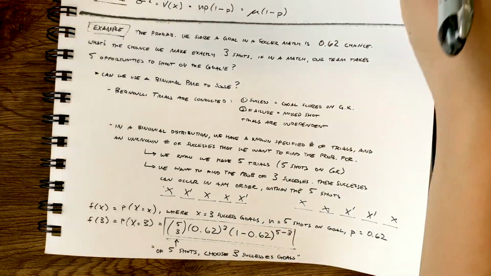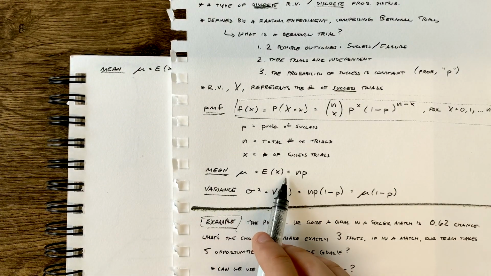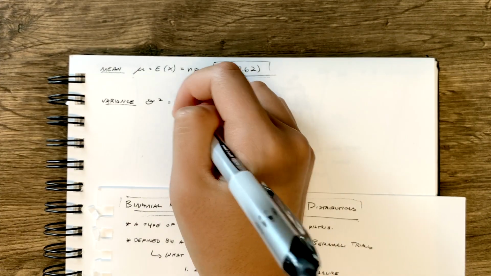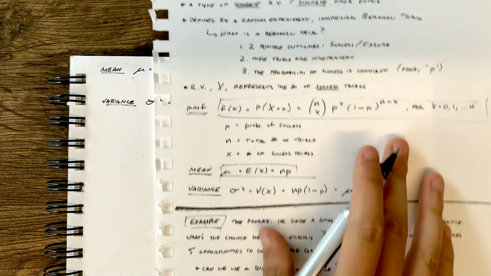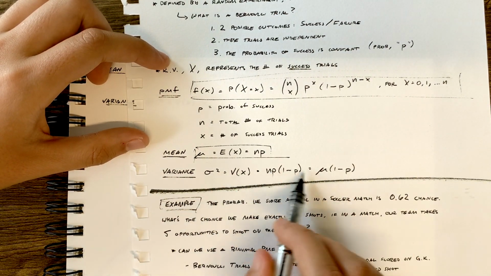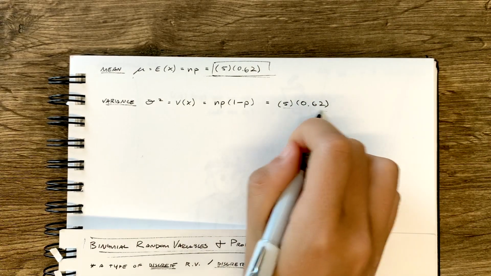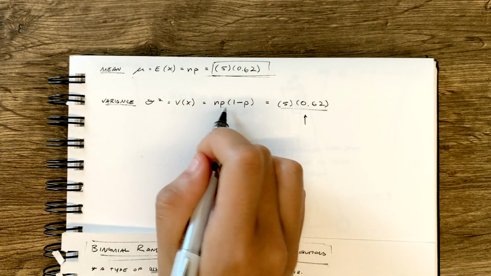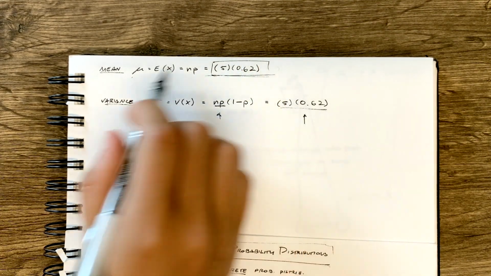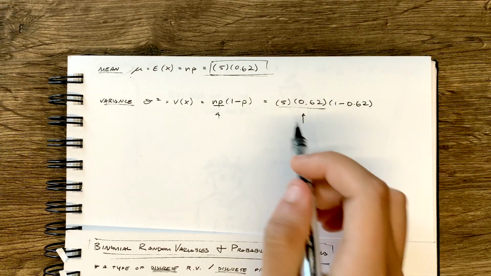All right, and just to expand this even further, let's find our mean. So that's our mu being equal to E of x, which is equal to, as we saw earlier, n times p, so 5 times 0.62. And our variance would be sigma squared, which is equal to V of x, which is equal to, again, our equation from earlier, n times p multiplied by 1 minus the probability of success, is equal to 5 times 0.62, which is, in this case, our mean, multiplied by 1 minus 0.62. And that'll be our solution for the variance of this binomial probability distribution.